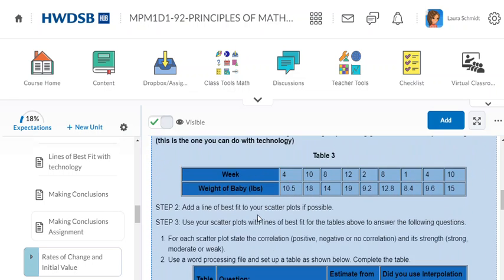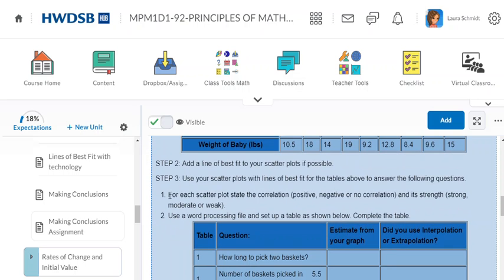Then you needed to add a line of best fit to all of your scatter plots if possible, so if they followed some kind of trend. Some people missed that step. Then step 3, you had to talk about the correlation, positive, negative, or none, and its strength. Some people gave an explanation, which was awesome, and some people didn't, which is fine. I didn't ask you to.